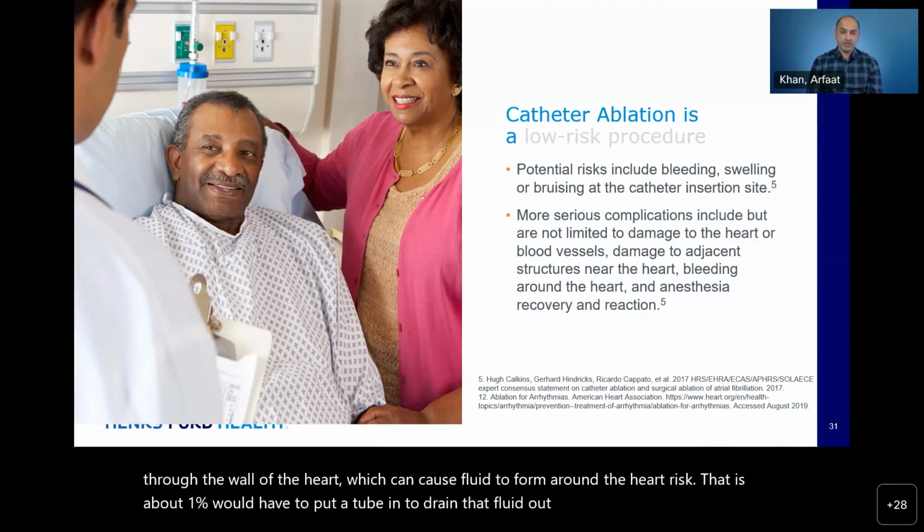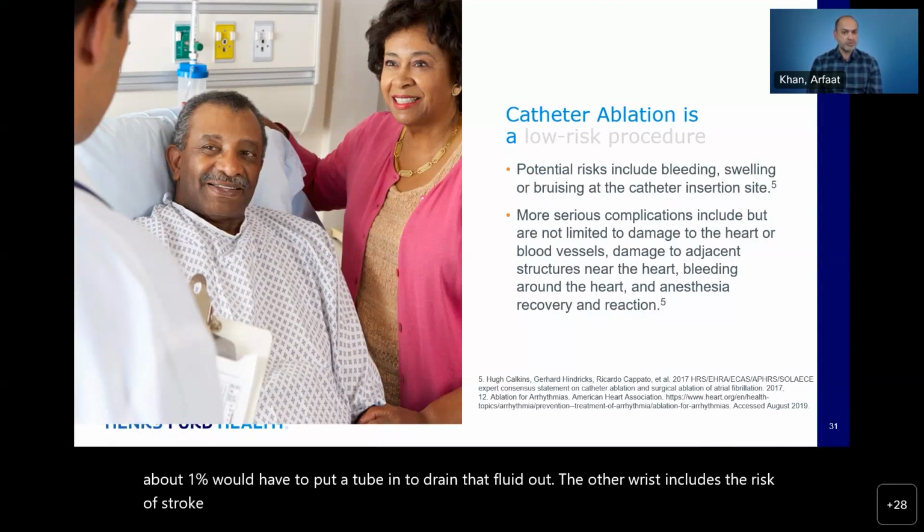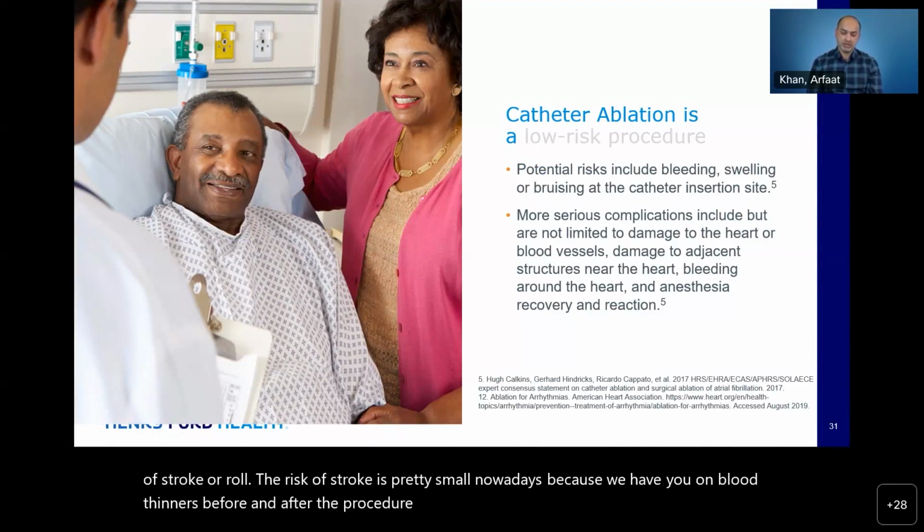The other risk includes the risk of stroke. Overall, the risk of stroke is pretty small nowadays because we have you on blood thinners before and after the procedure. I would say less than 1 in 1,000 patients.